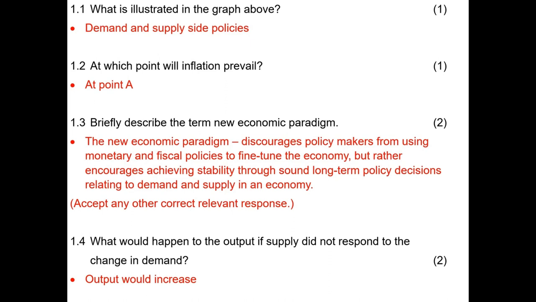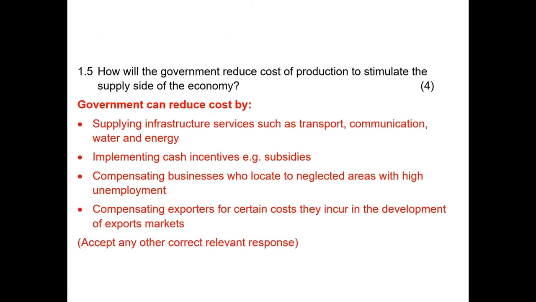Okay, so we are going to go on to question 1.5. How will the government reduce the cost of production to stimulate the supply side of the economy? So Bahar Hai says, yes, improving the efficiency of markets and improving inputs. Those replies would be accepted. Improving markets in terms of how markets operate would make it much easier for suppliers or producers to conduct their business. So that would mean that they would have ease of doing business. Production costs might decrease, and they would be able to supply more goods and services to the market.